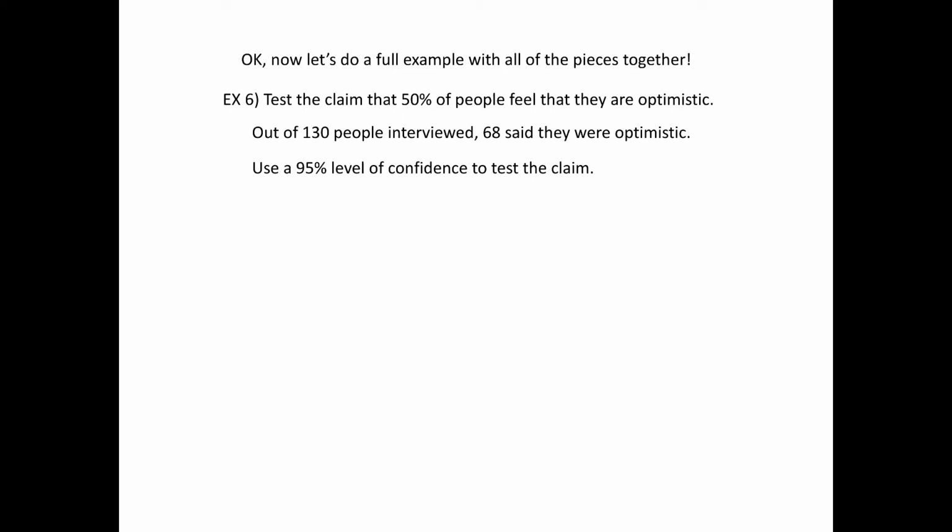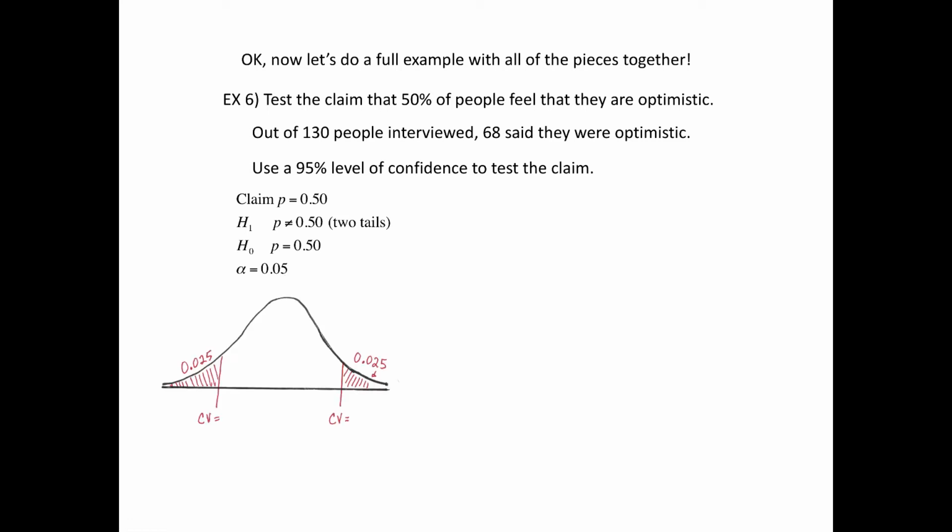Okay, now let's put all the pieces together. So, the claim is 50% of people feel that they are optimistic. That's a pretty optimistic view. Out of 130 people interviewed, 68 said they're optimistic. And then test that claim using 95% level of confidence. So the claim said that it's 50%, so that means P equals 0.50. This has an equals, so H1 cannot have an equals. So that means it's going to be two tails. H sub O always has the equals. And since we're using 95% level of confidence, alpha equals 0.05.